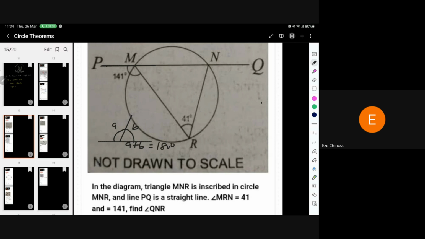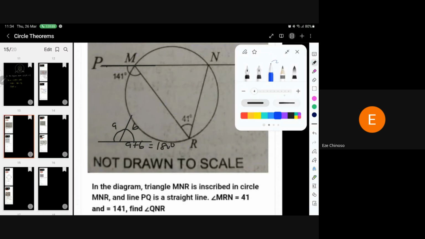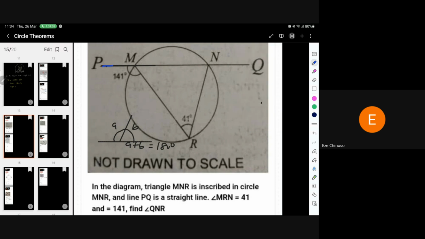So observe what we have here. You can see that it's similar to what we have on the screen. You have an angle running through this way. From here to here is 141. So now what will this place be?